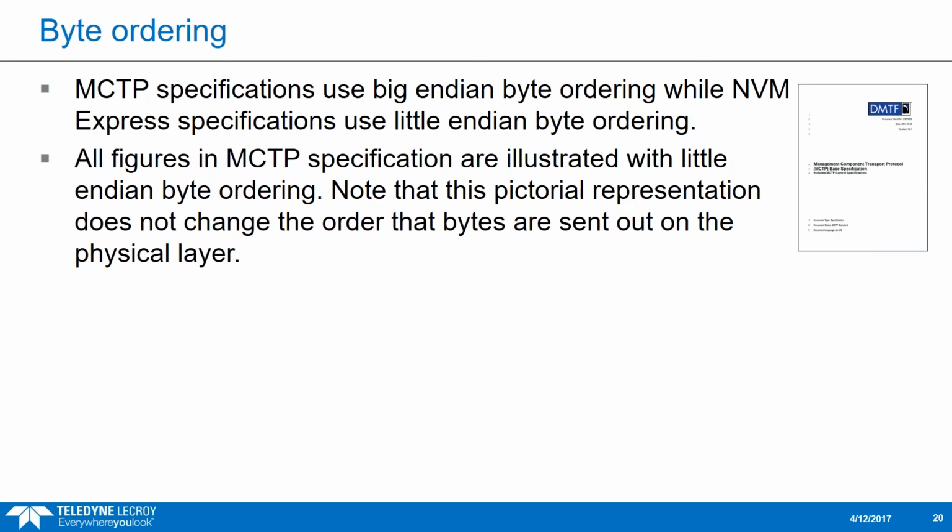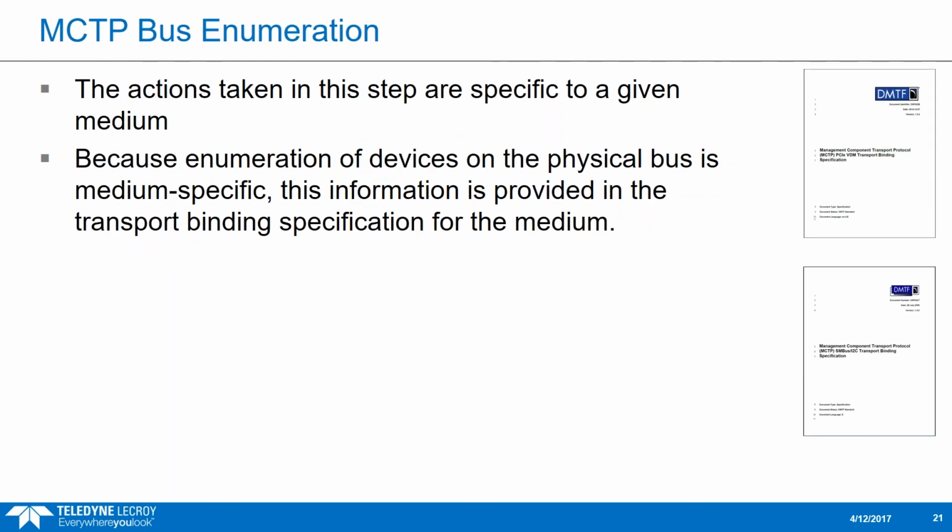So the one thing to point out in the MCTP specification, it uses big endian byte ordering, while the NVMe specifications use little endian byte ordering. Just something to be aware of. And all the figures in the MCTP specification are illustrated with the little endian byte ordering. This is just the representation, though. It doesn't change the way it is sent out on the physical layer, which is something to keep in mind.